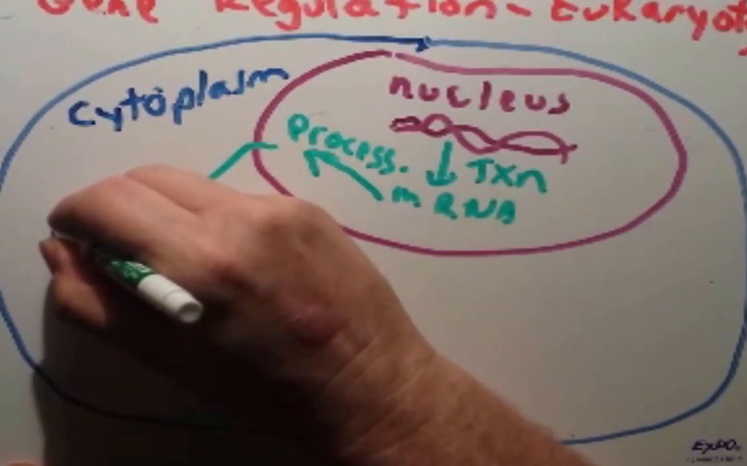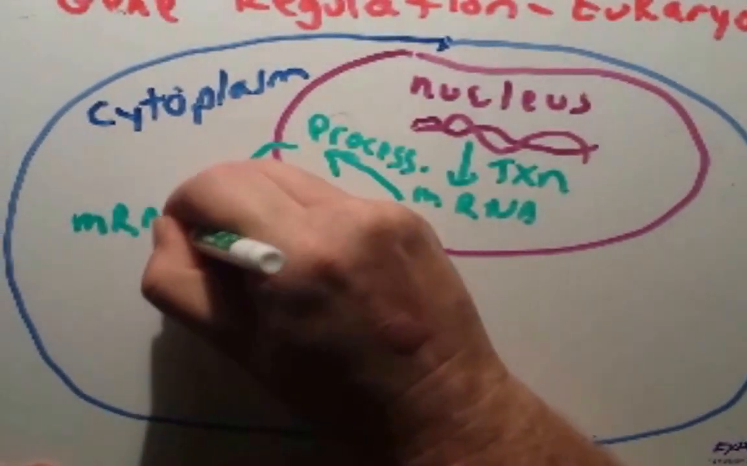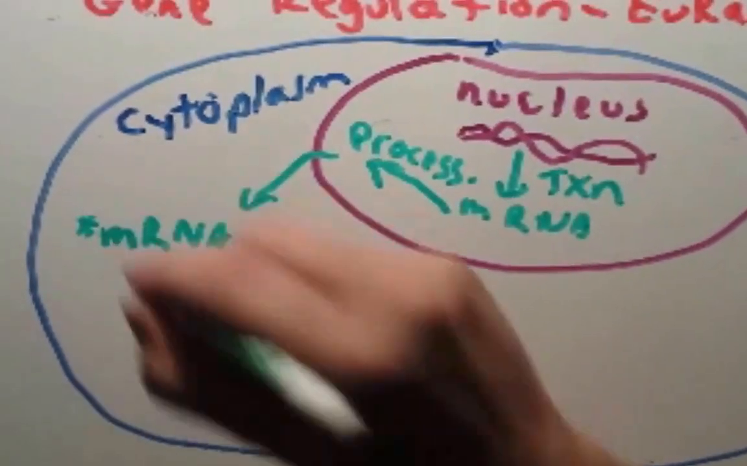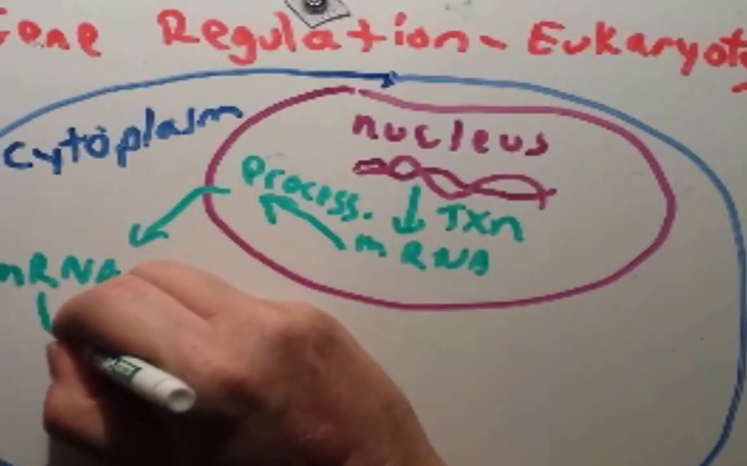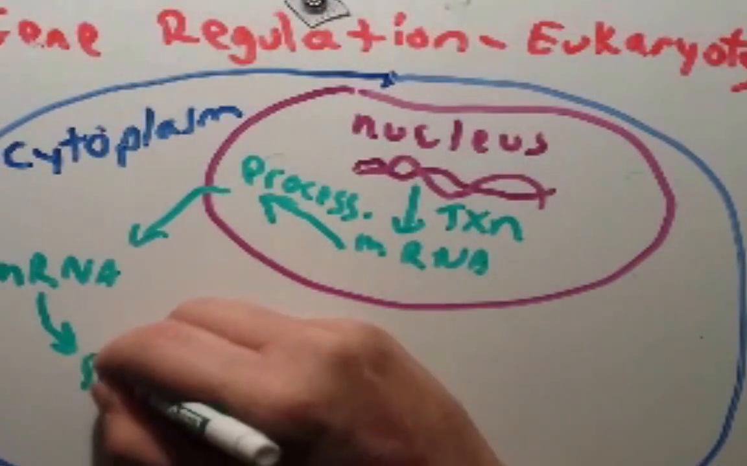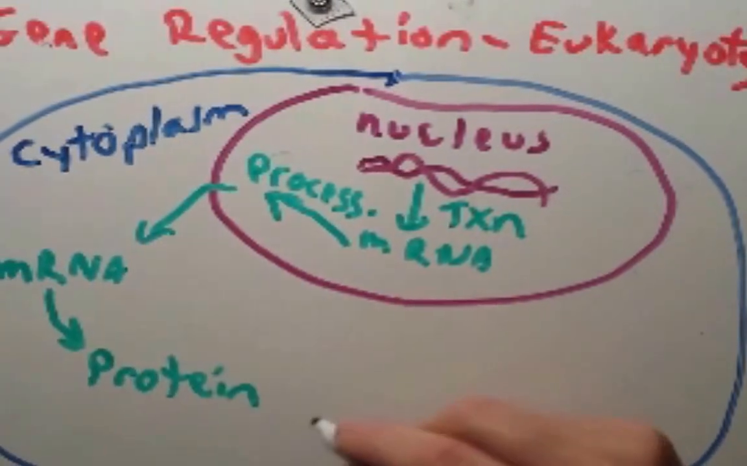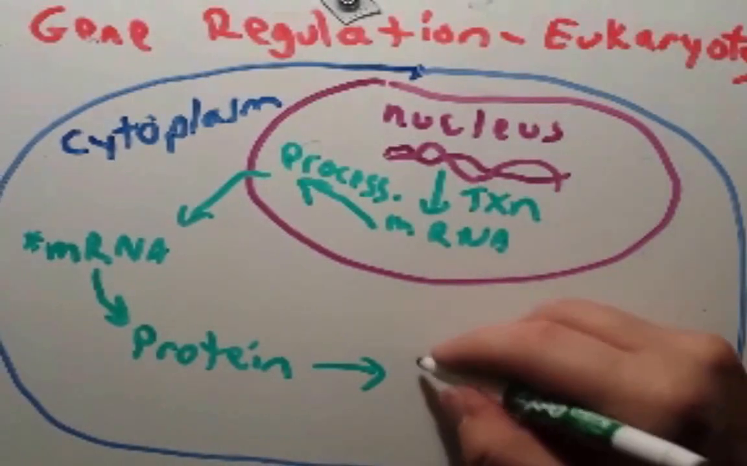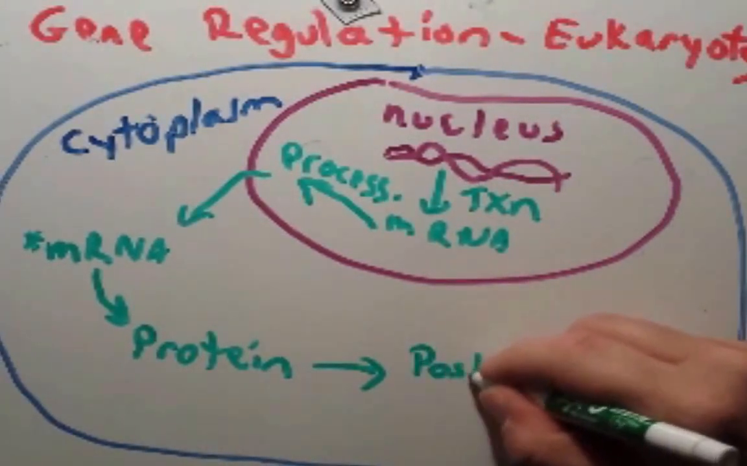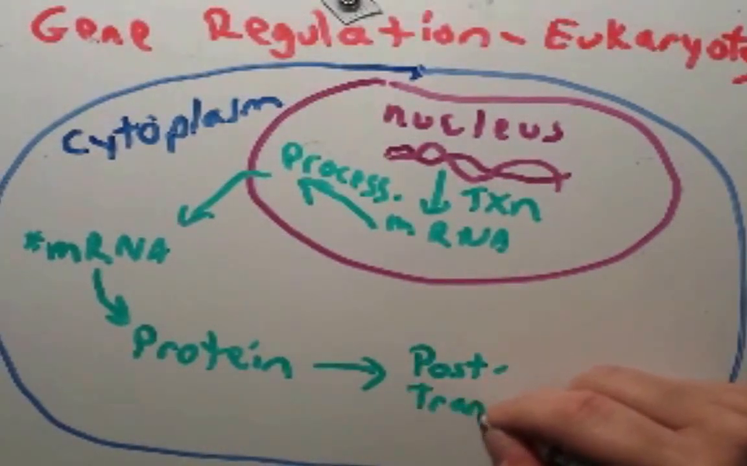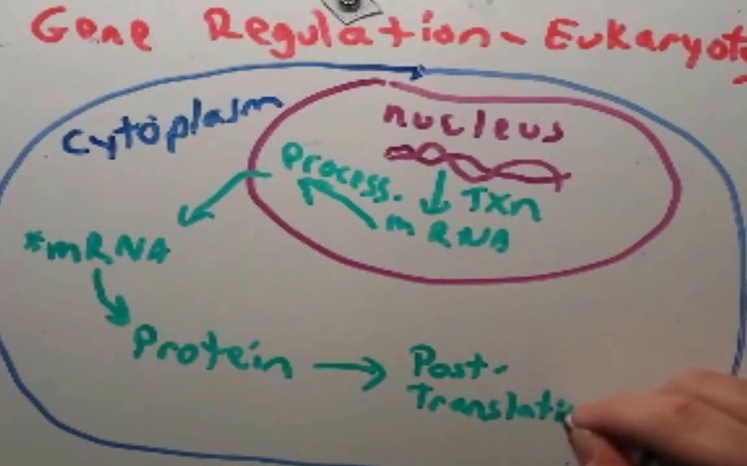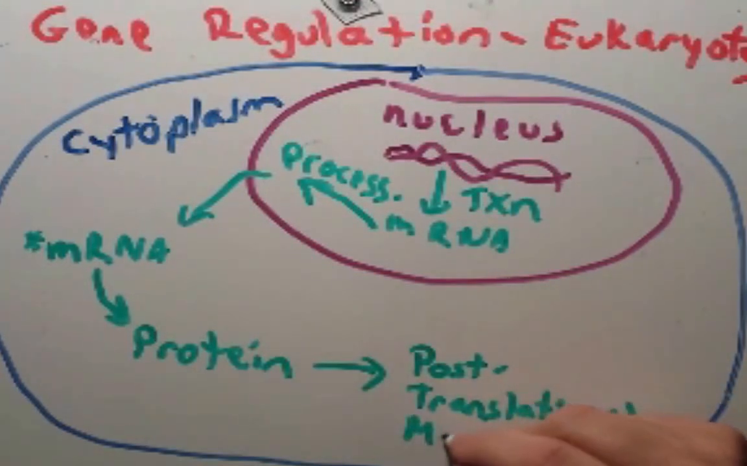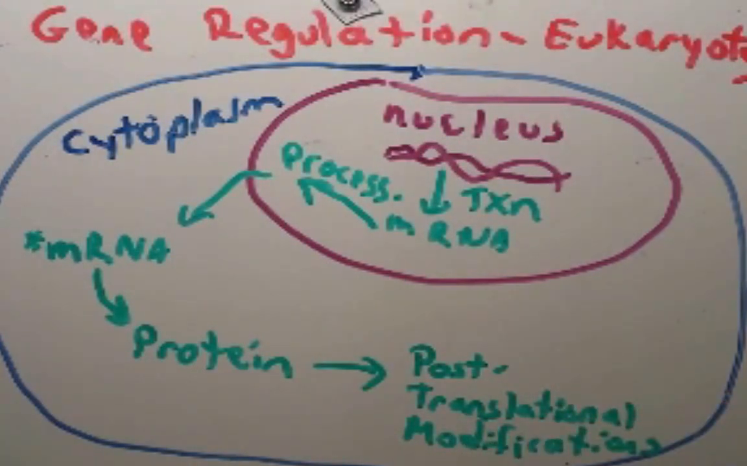I'm just going to put mRNA, and I'm going to put a little star by it just to indicate that it's been processed. It is then translated into a protein, and just like we saw with the bacteria, there can be post-translational modifications. So much of this looks like what we would see in bacteria. We see regulation at the level of transcription.